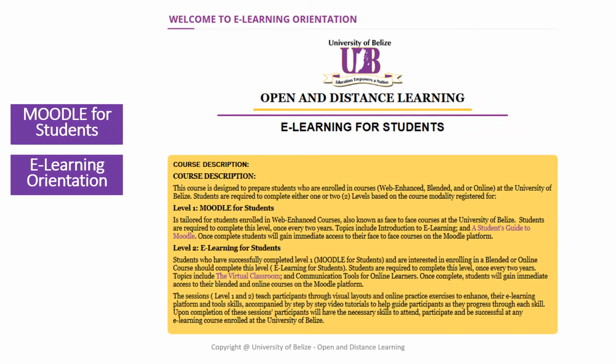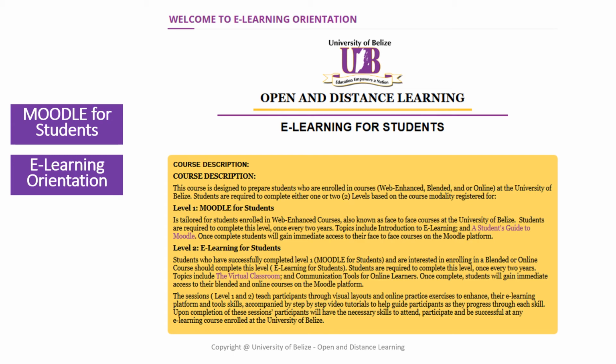So within this course, you will have 2 levels. Level 1 is Moodle for Students, and Level 2 refers to e-learning for students. Both levels are within this course. The Moodle for Students is to be completed by all students, whether you are taking a face-to-face course or an online course. So you must complete the first level.